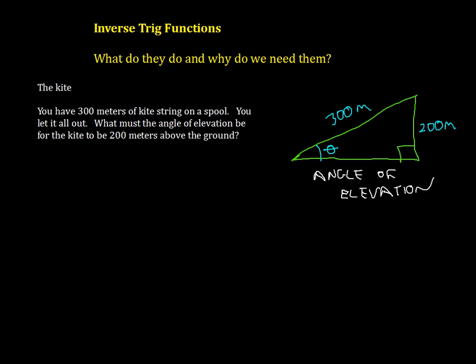Now, one of the things we know is that because the 200 is across from the theta, and the 300 meters is our hypotenuse, we can use the trig ratio sine. The way we would do it is write sine of theta, and say it is equal to the opposite side, 200, divided by the hypotenuse, which is 300. The only problem is we don't know what theta is, and it's trapped in the middle of this sine function.